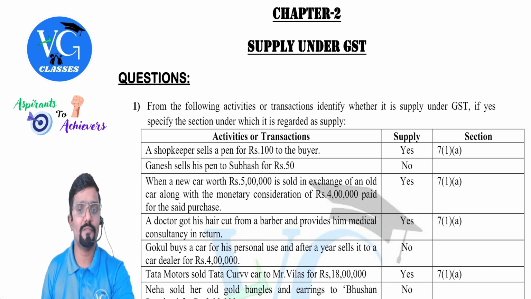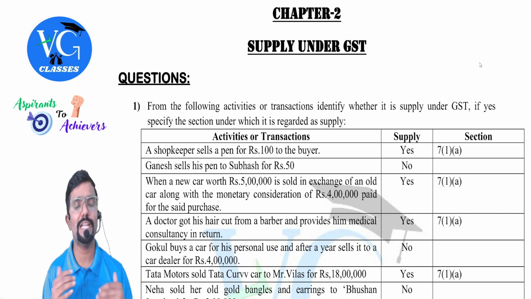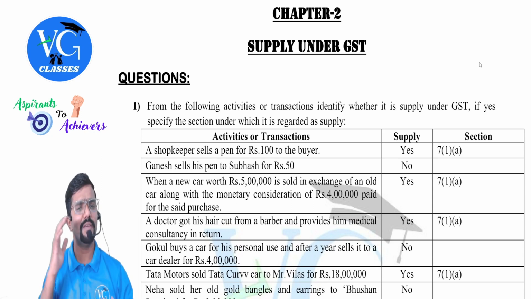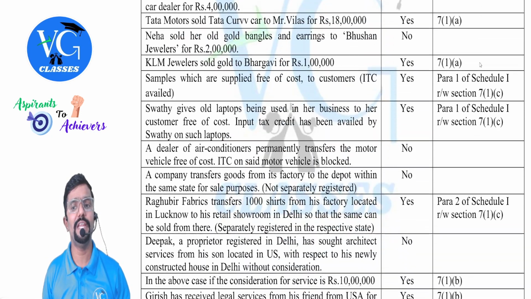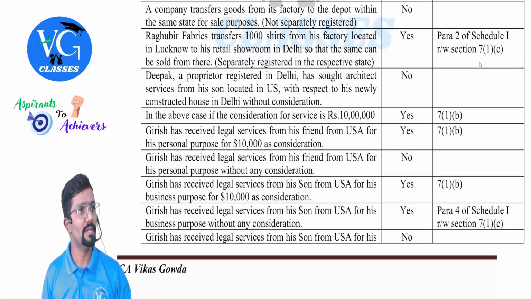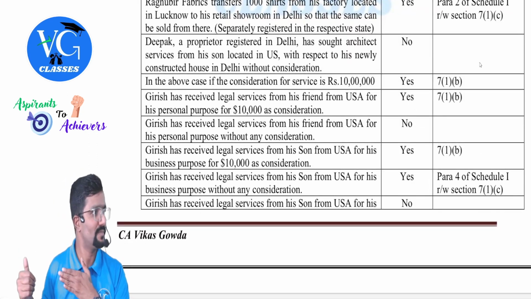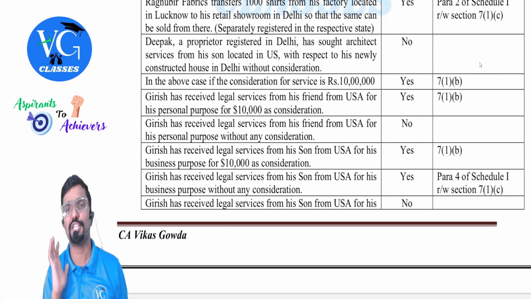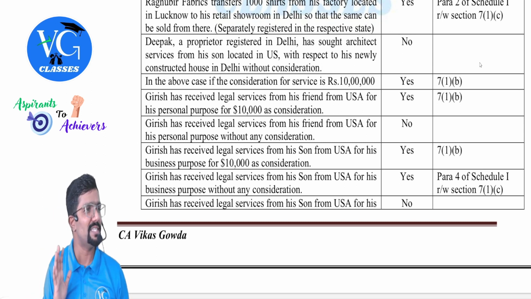Yes, guys, we'll start with the first question. The first question is completely on section 7, where I have given a number of transactions. We need to answer whether it is a supply or not, and if it is a supply, as per which section. But here we will not go with explanation and all, because I have given too many transactions. We cannot keep on explaining for each and every transaction.